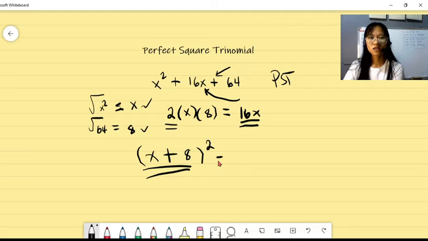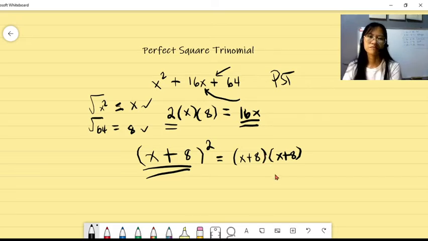Okay? So, ito na yung factors. Pag pinaghiwalay natin to, this is equal to x plus 8, x plus 8. Ayan. So, ito yung perfect square trinomial.